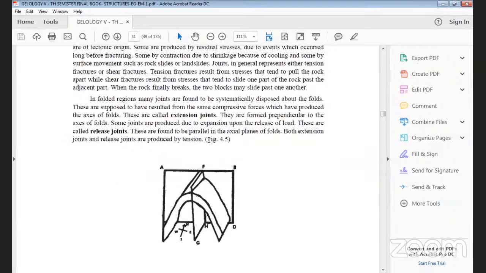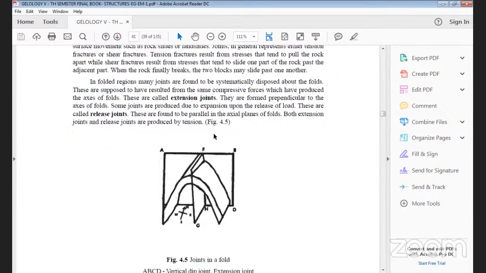In the folded regions, many joints are found to be systematically disposed about the folds, and these are supposed to have resulted from the same compressive forces which produced the folds. The axial joints are called extension joints. They are formed perpendicular to the axis of the folds. Some joints are produced by expansion following the release of load. These are called relief joints.